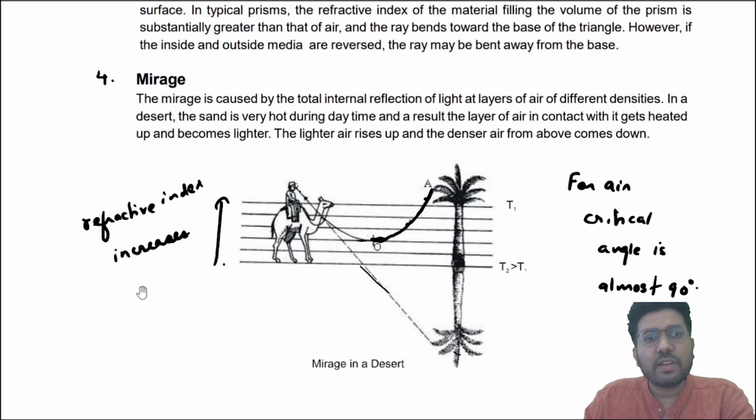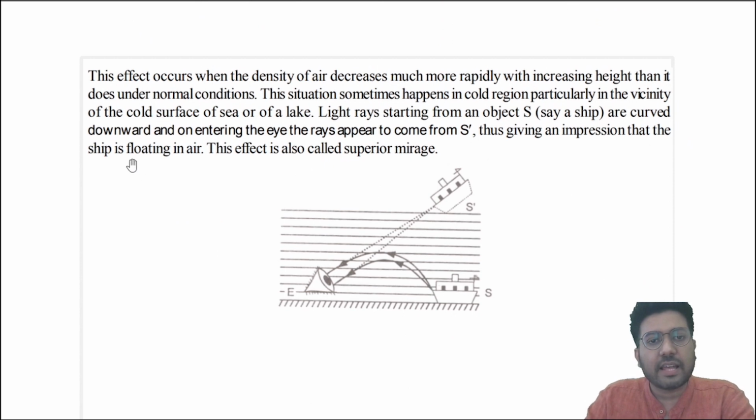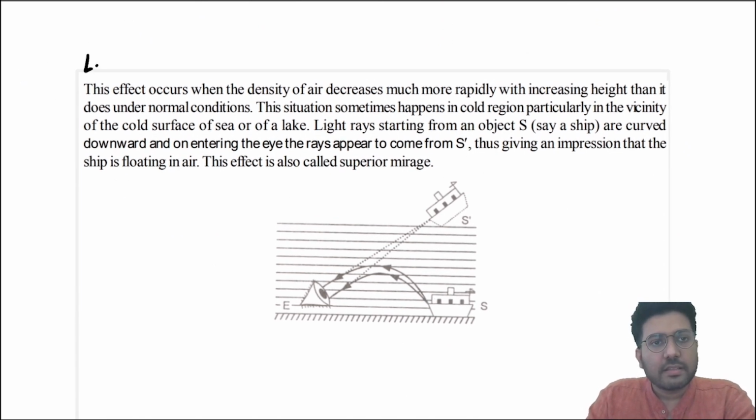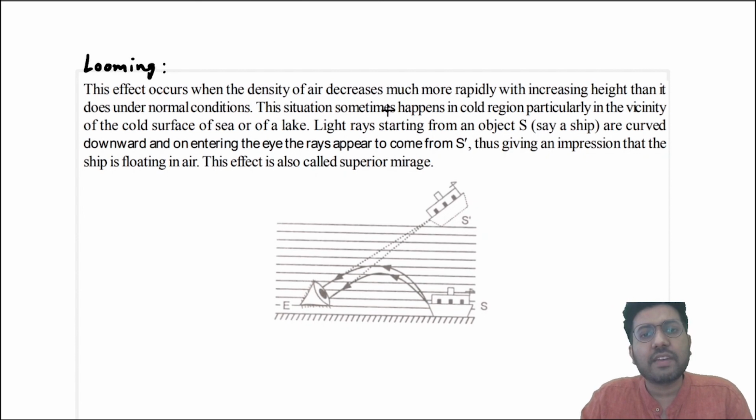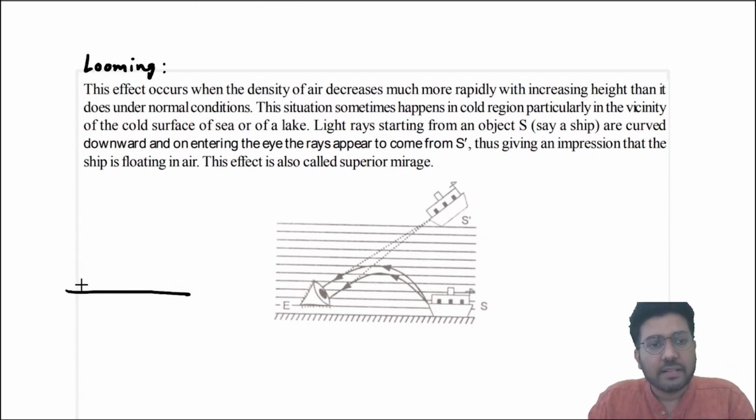In the same way, there is one more application, and that is looming. Looming is exactly opposite to mirage. It happens in a cold place. This effect occurs when the density of air decreases much more rapidly with increasing height than in normal conditions. See, in a very cold climate, the thing is opposite.